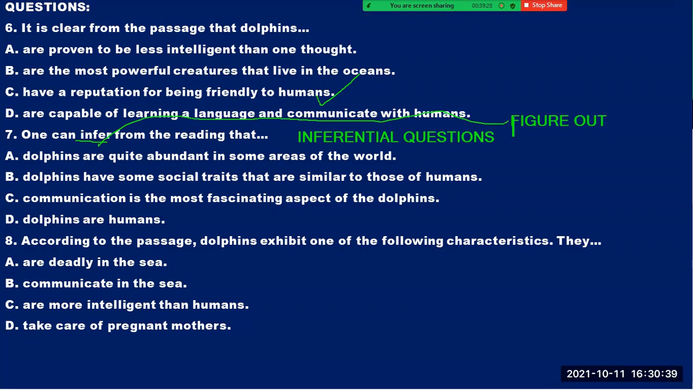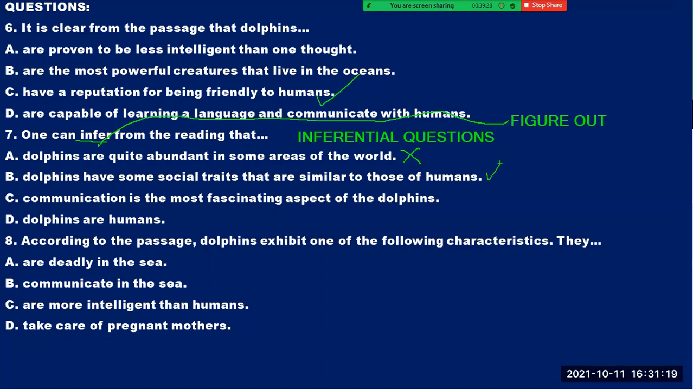So something is not directly stated in the passage, but we can figure it out because we have some clues, we have certain facts that relate to that. Now, one can infer from the reading that dolphins are quite abundant in some areas of the world. We were not given this information, so there's no information relating to that.